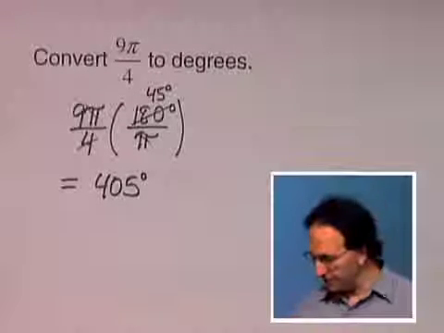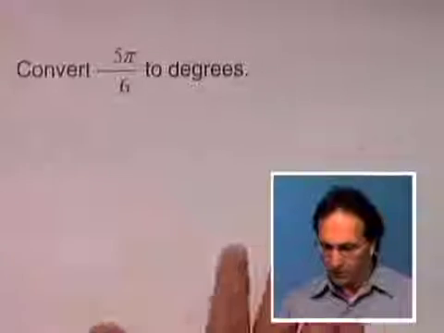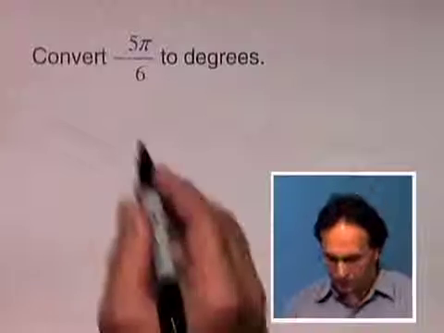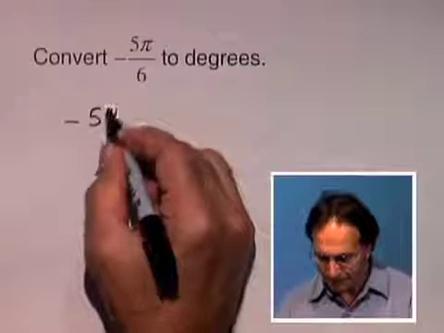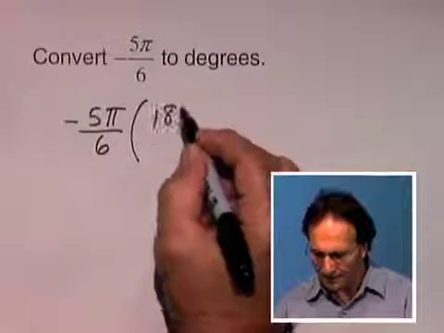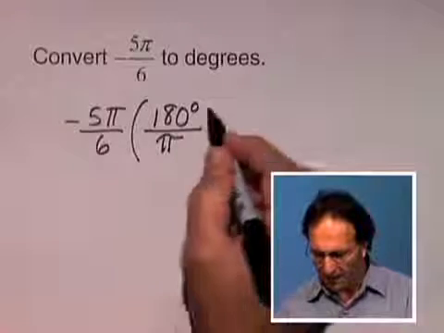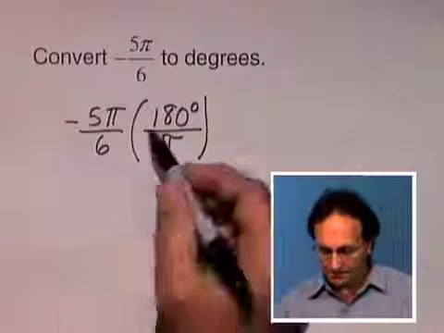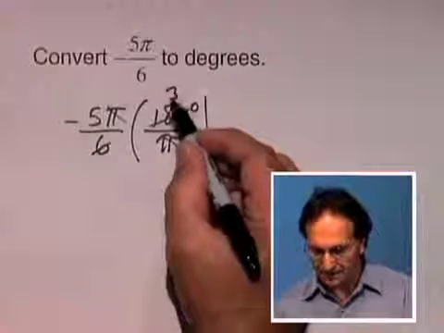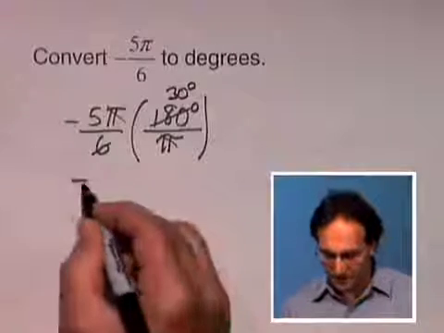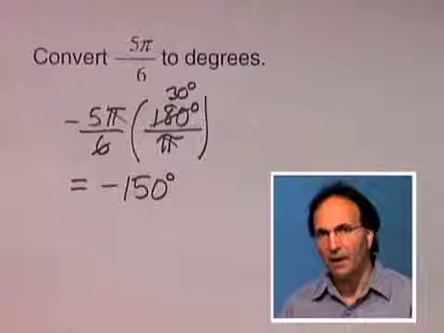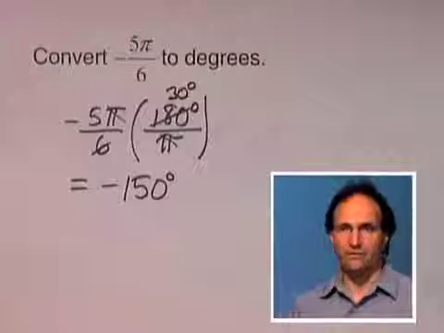Let's work another conversion. This time, we'll convert negative 5 pi over 6 to degrees. So we multiply negative 5 pi over 6 times 180 over pi degrees. And again, we can remove the pi over pi, factor of 1. 6 divides in here 30 times. And so we have that it's equal to negative 150 degrees. So negative 5 pi over 6 equals negative 150 degrees.